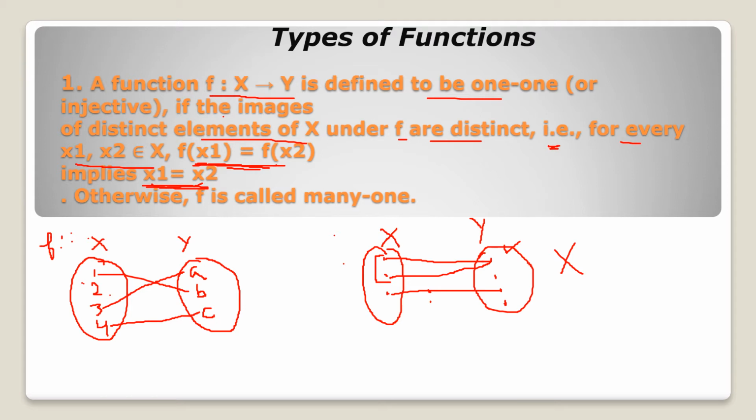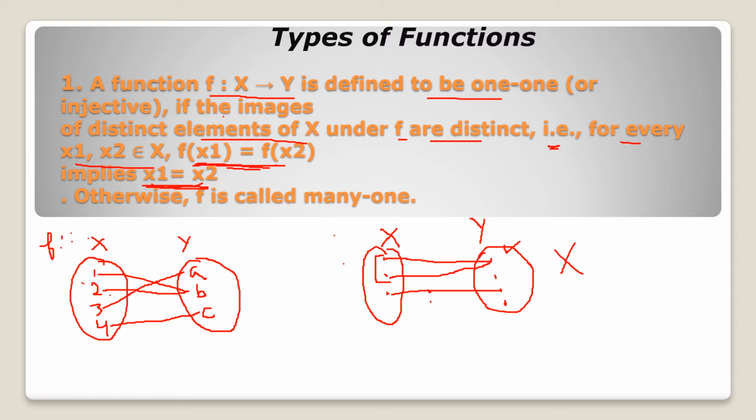So 2 must also have some image, otherwise this will not be a function. We have said that for a relation to be a function, each element in the X set must have an image. So let us say 2 has image B. So in this case, this will not be a function.